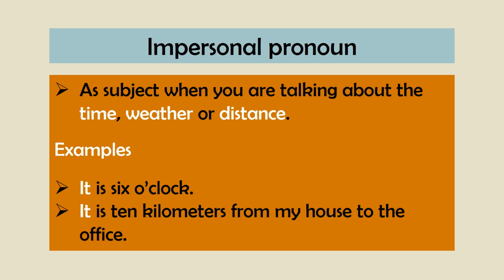Impersonal pronoun it is used as a subject when you are talking about the time, weather, or distance. Examples: it is 6 o'clock. It is 10 kilometers from my house to the office.